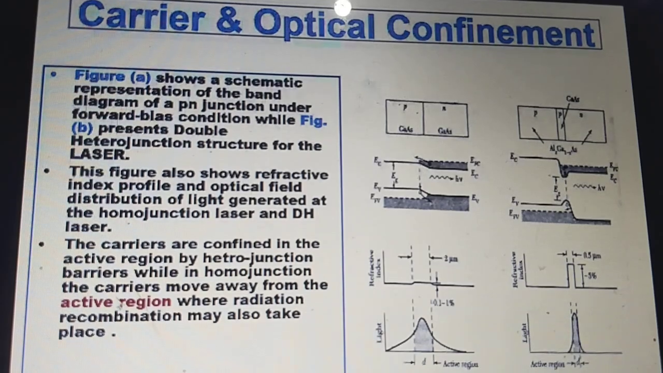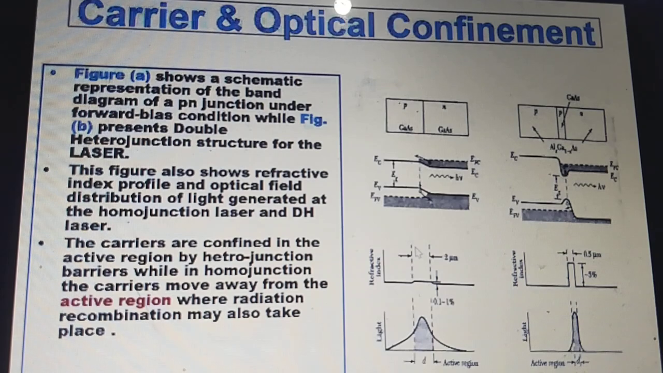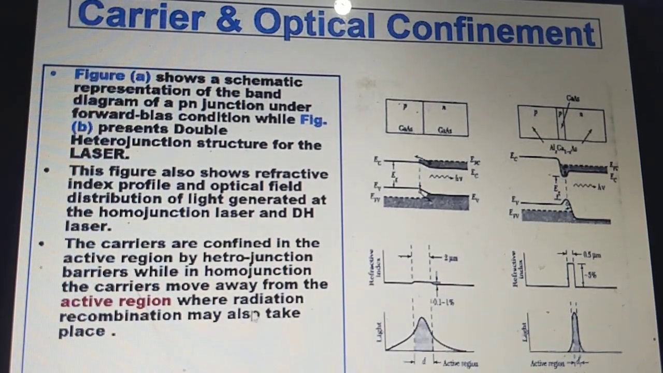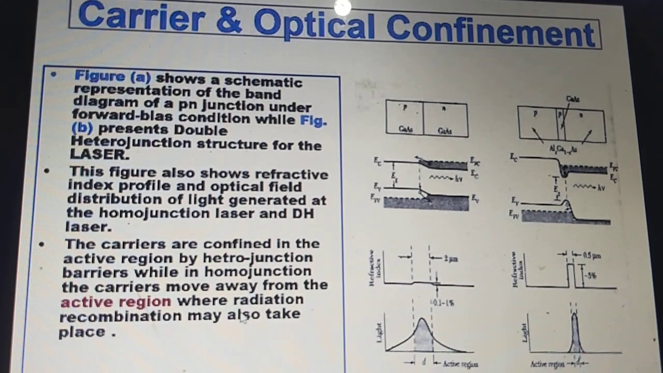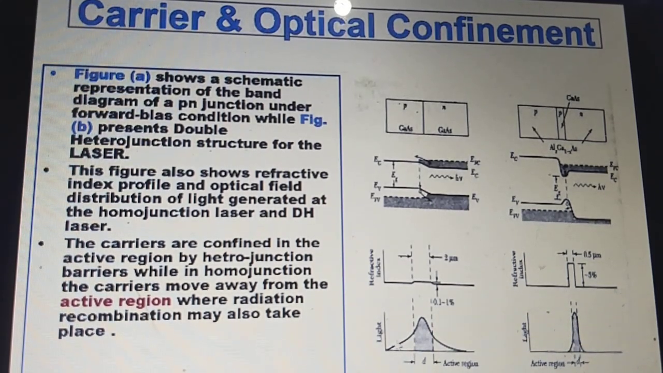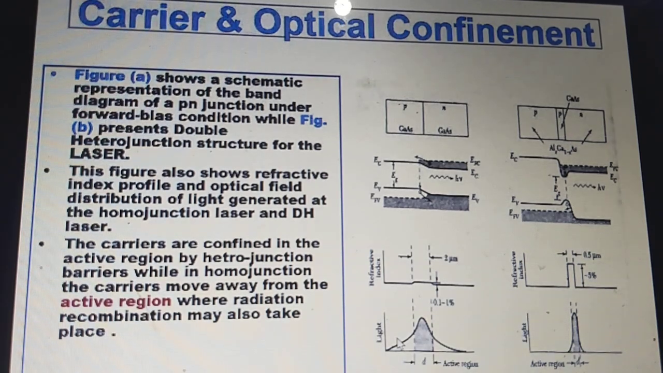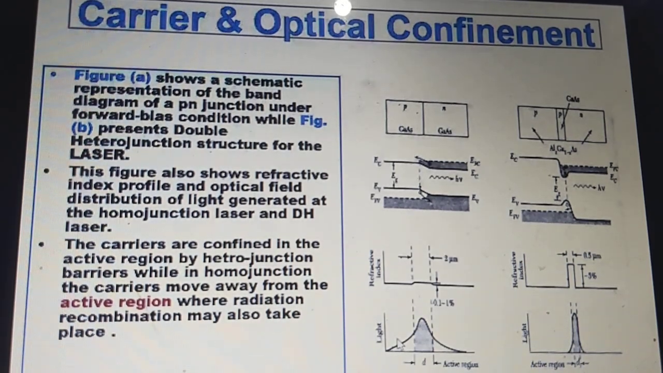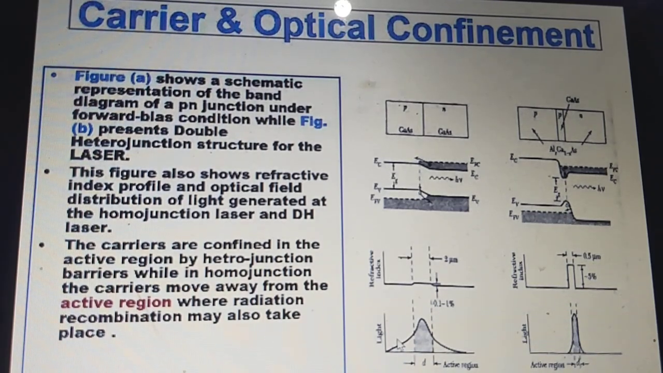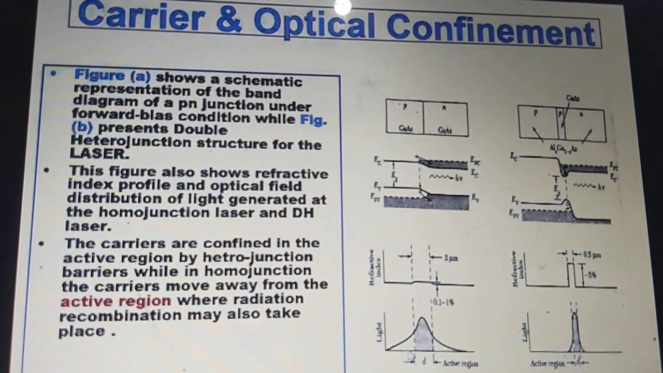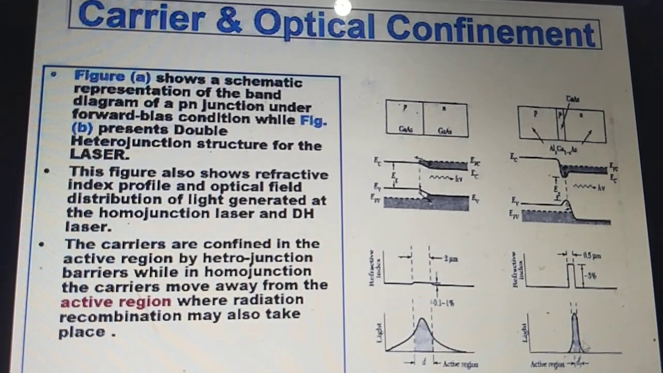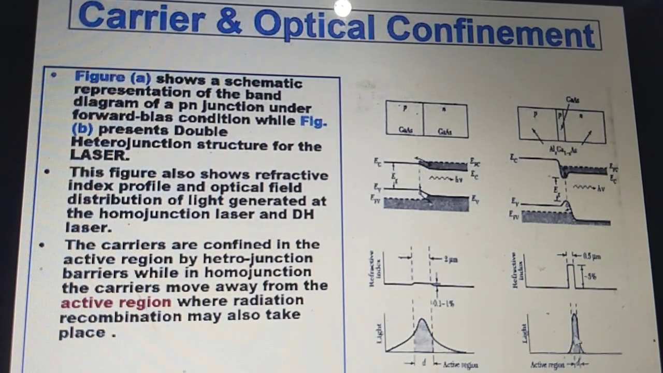While in the homojunction, the carriers can move away from this transition region, outside that, up to the neutral region, where recombination may also take place. If recombination takes place in the neutral region, this won't help us in the intensity of the beam that emerges. That means that is a wastage. So you say that wastage is quite high in the homojunction for these carriers, whereas in DH lasers it is almost fully utilized for our purpose.